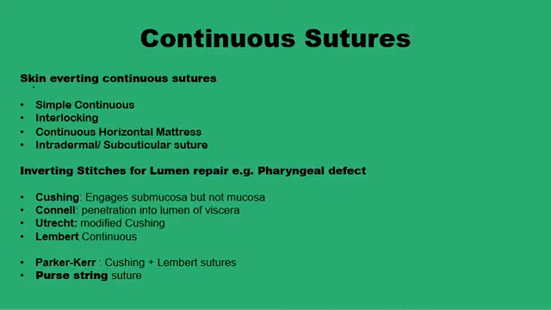We move now to continuous sutures, starting with continuous sutures that can evert the wound edges, like the ones we use for eversion of the skin. And then we move to another group of continuous sutures developed to invert the wound edges, like the one we used in hollow viscera or pharyngeal repair, for example.